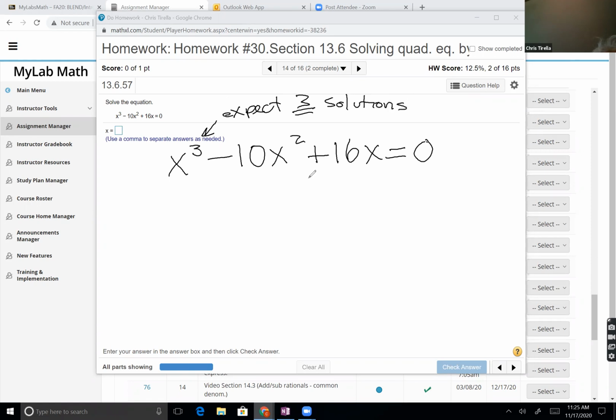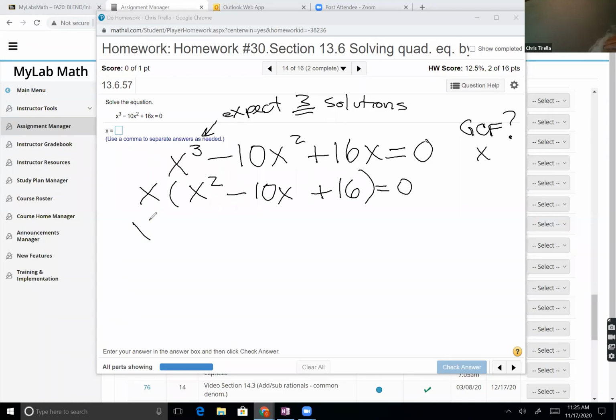And so to find them, I'm in descending order. One side is 0, so I have to factor. But is there a common factor on the left? Anybody? X. X, beautiful. And so when I factor out that x, I'm left with x squared minus 10x plus 16, still equaling 0. I can't lose my common factor.